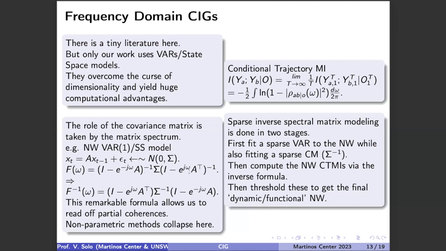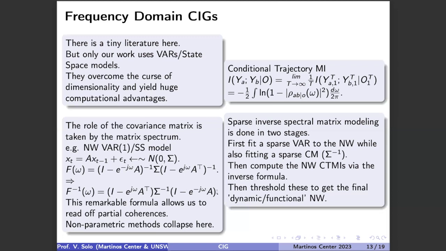It's got the inverse of this thing. Now, what's going to happen in the frequency domain is that the correlation matrix will be replaced by the spectral matrix. Okay, so then we will need the inverse of the spectral matrix to develop the frequency domain version of the conditional independence graph. So here I'm just inverting this relation. It's just matrix inversion. Here it is.